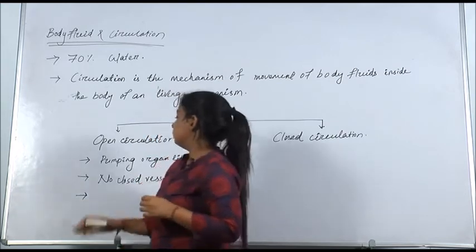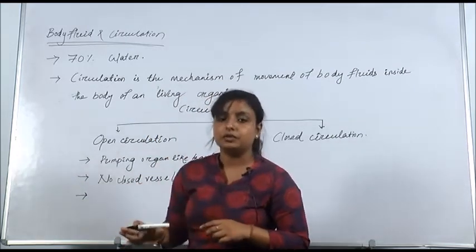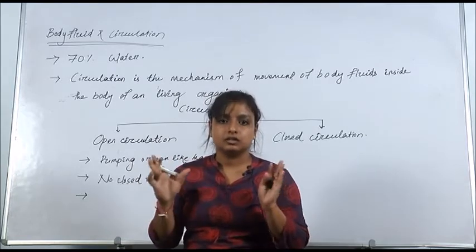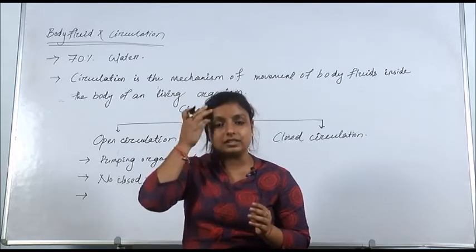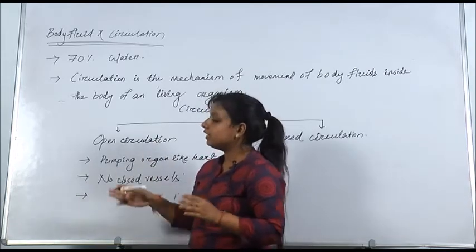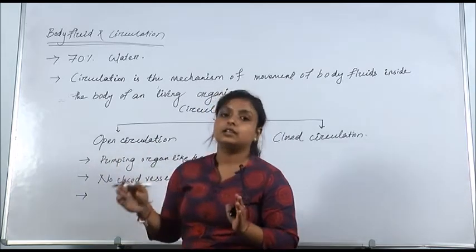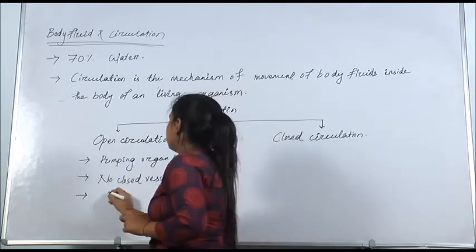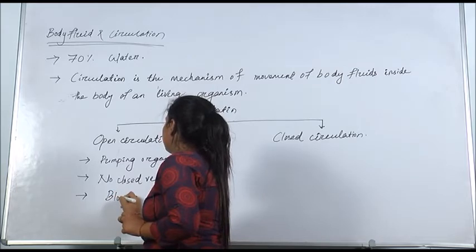Third thing, as we know, if there is no confined pathway for the movement of the extracellular fluids, then definitely it will move in a larger surface area or volume. If the fluid is moving in a larger area, then the pressure on the fluid will be very low. So in open circulation, the blood pressure is very low.